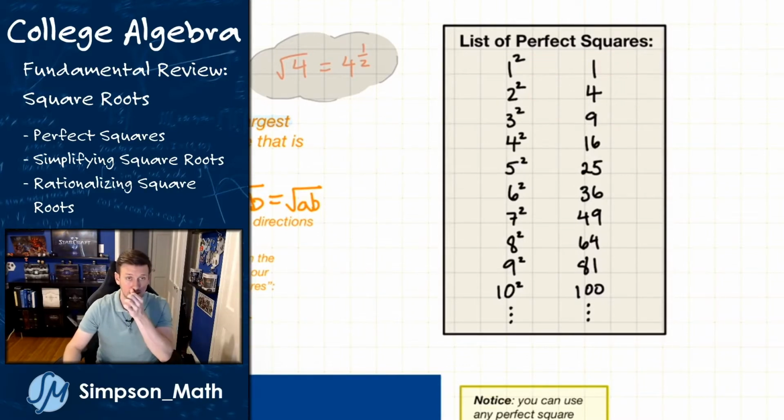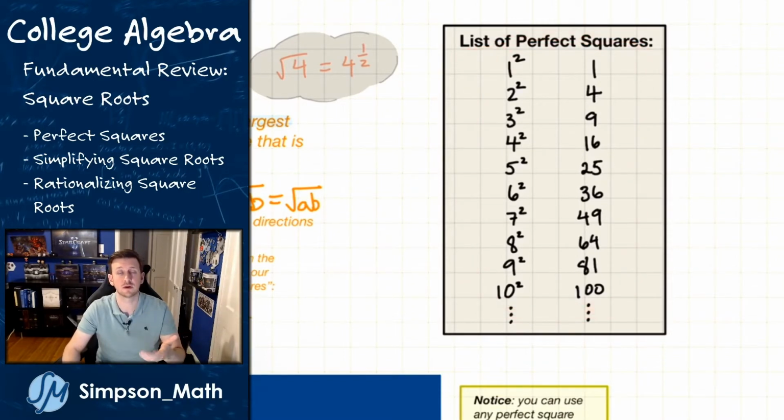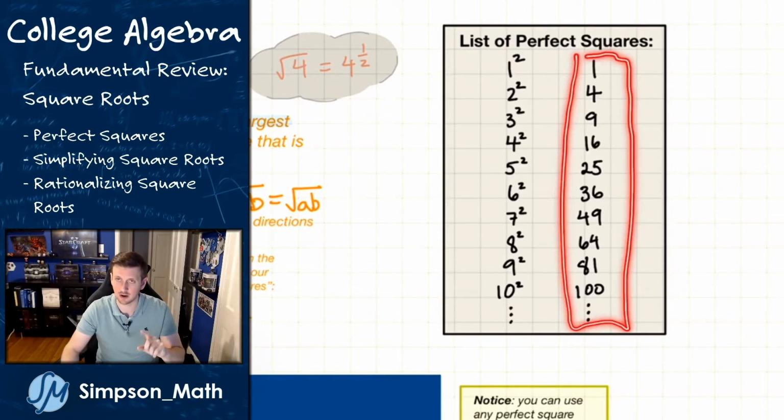You should have readily memorized especially the first 10, maybe even through the first 15 or so. These are the most common perfect squares. As you're working on square roots, it's not a bad idea to have this written down if you don't have these memorized and internalized, because whenever I'm looking for my perfect squares to pull out, you need to be thinking of these numbers.